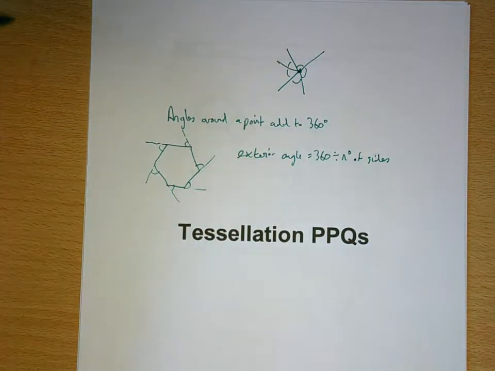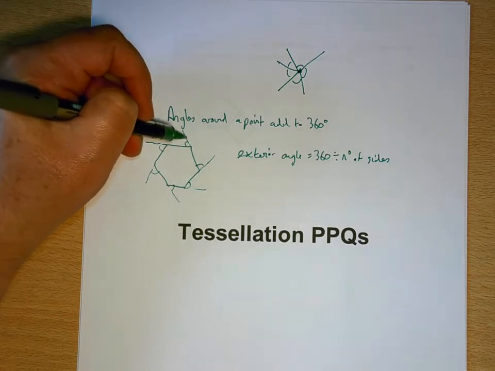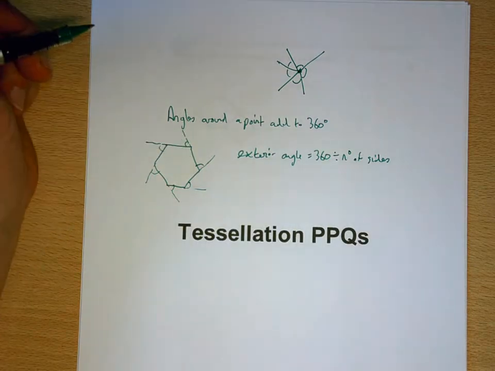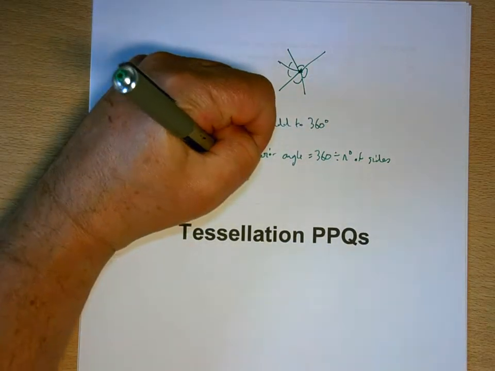And then once you know what the exterior angle is, the interior angle, the exterior and the interior lie on a straight line. So you take the exterior away from 180, and it gives you what the interior is.